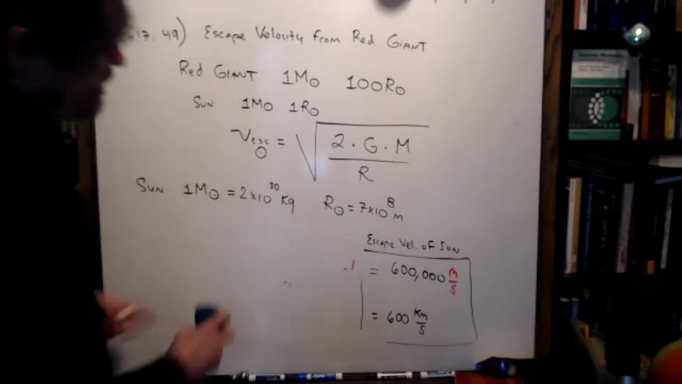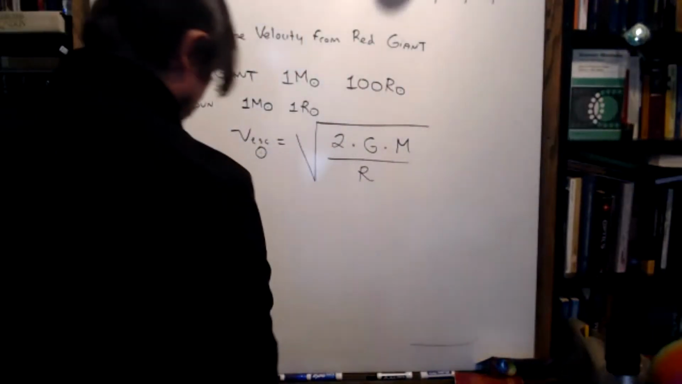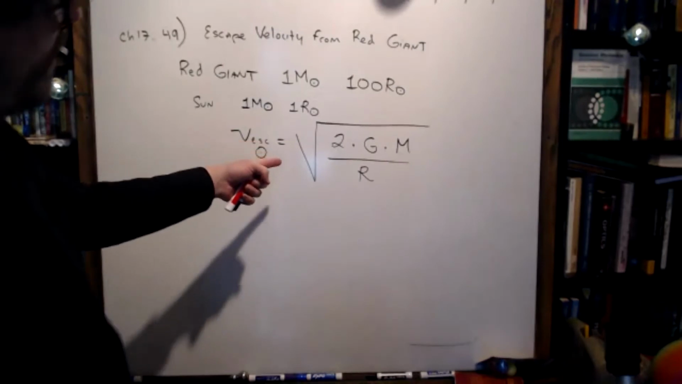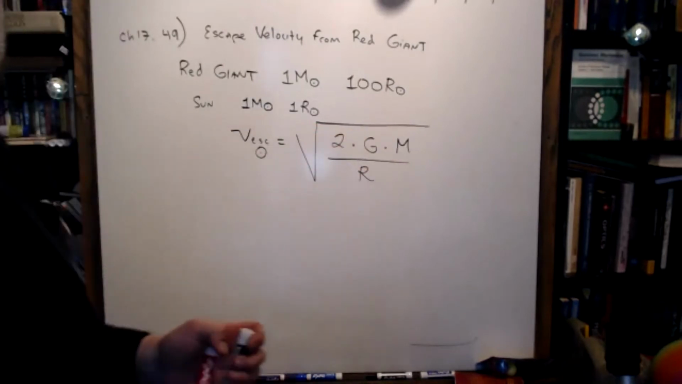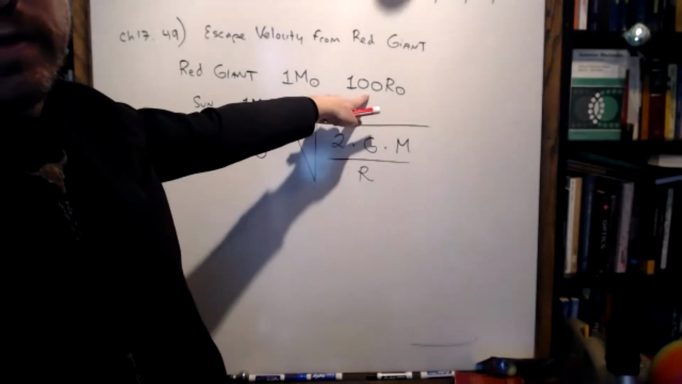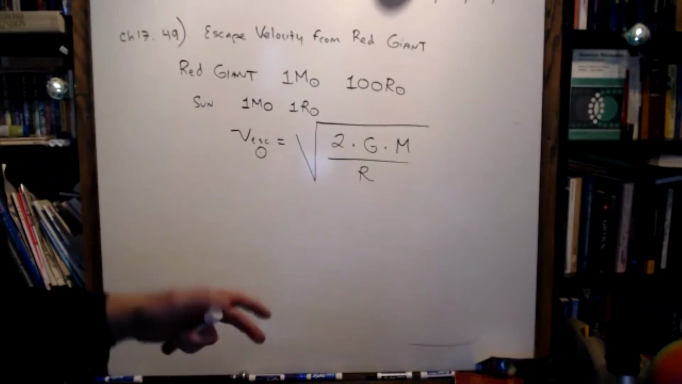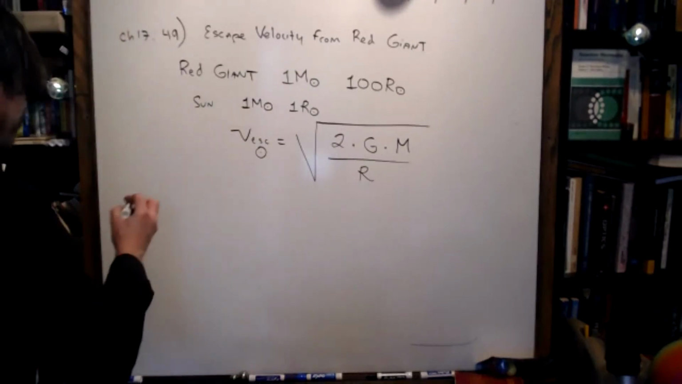Now, we could plug all this in again to do it for the red giant, but I've got a smoother idea. The escape velocity is radical 2GM over r. All that's going to change is that our radius is growing by a factor of 100. So watch this slick Rick math technique, okay?